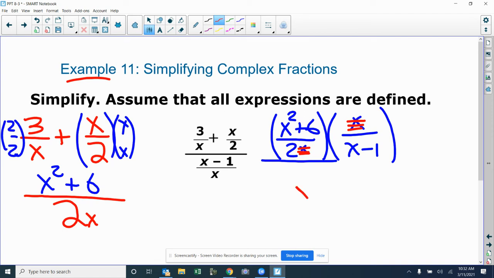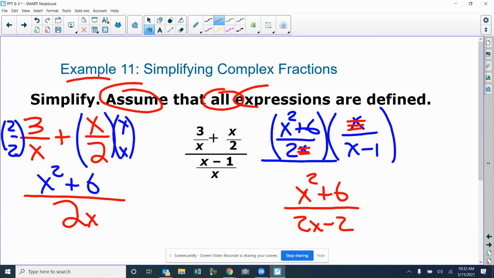So now what do I have? X squared plus 6 over, I'll distribute this 2. We'll make it 2x minus 2 and we're done. Assume all expressions are defined, don't need to worry about that.